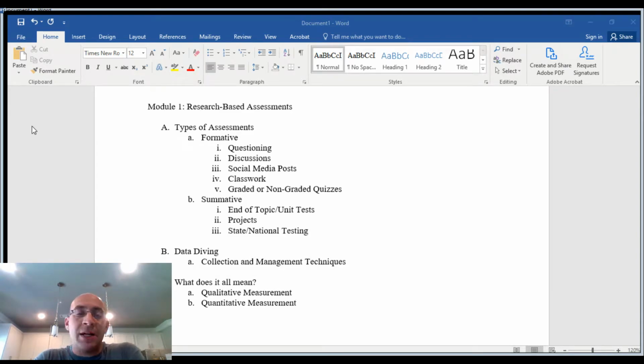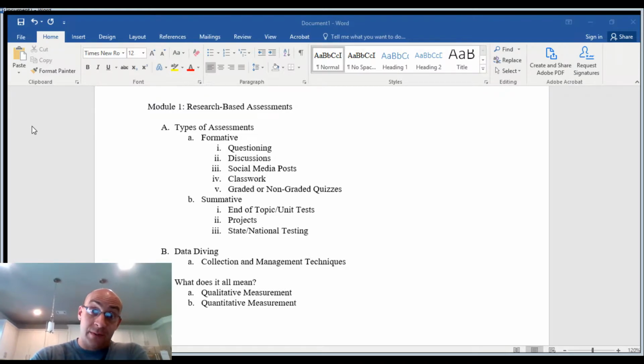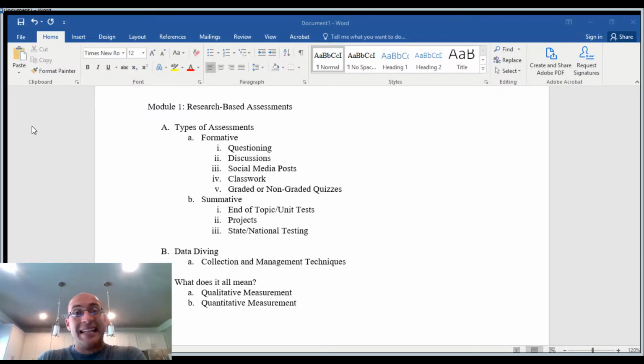Okay, so module one, research-based assessments. So let's talk about first the types of assessments that are out there. And there are the two big ones, formative and summative. So formative assessments encompass a far greater range of questioning strategies, paper and pencil strategies, anything that typically allows you to gather information, ascertain information from the student in terms of what they know and what they don't know about the topic or content that you're trying to teach.